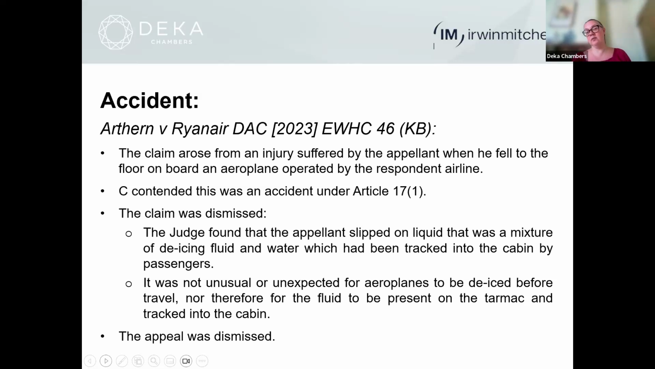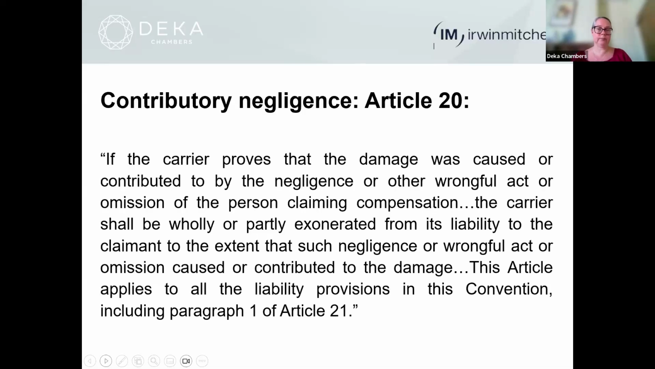And of course, with the convention, perhaps that's unsurprising because we have always tended to look to North America when it comes to interpretation of the convention. So, yeah, there is more justification in relation to that than there is in perhaps other consumer contexts. But yeah, Arthurn is an unhappy case from a claimant's point of view because it's probably the nadir of what a judge is going to find is an accident. But there it is. The claim failed at both first instance and on appeal.